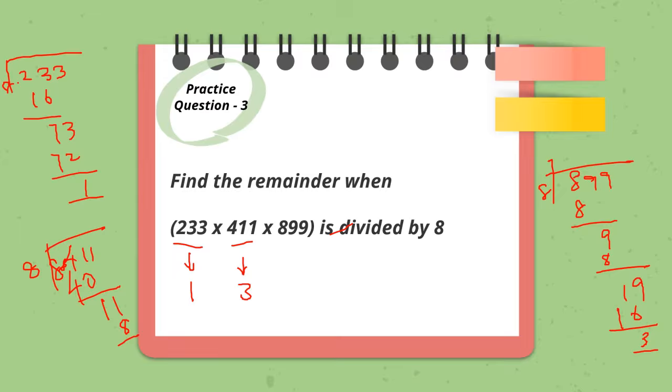Now since it is a multiplication symbol in between, I'll multiply all these remainders. 1 into 3 into 3 gives me 9. So 9 divided by 8, whatever remainder I get is the required remainder. So 9 on dividing by 8, of course, as you all know, the remainder is just 1, and that's your answer. So the correct answer for this question is 1. The remainder is 1. Let's move into the next slide.